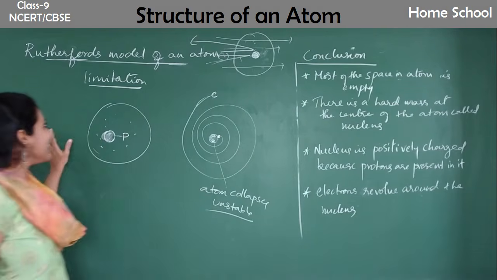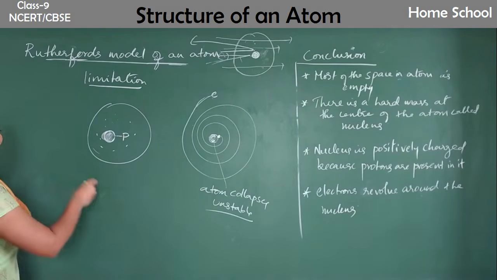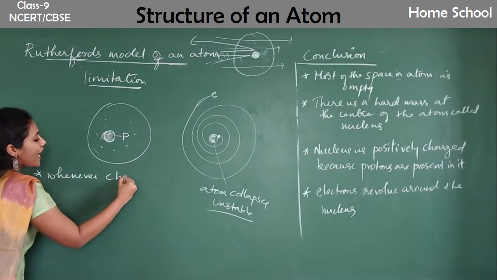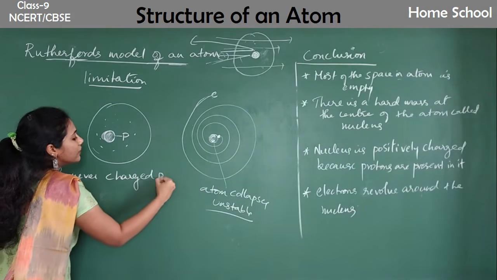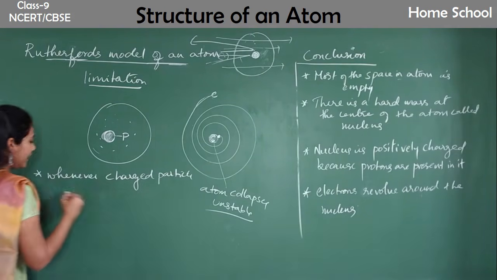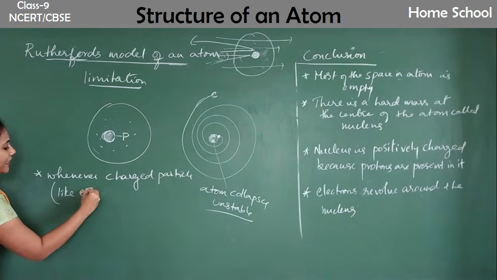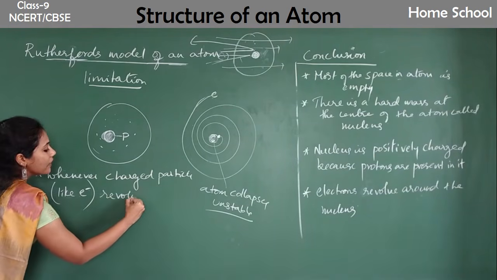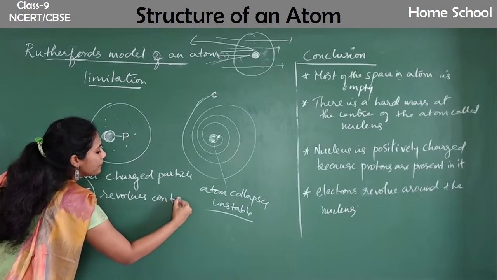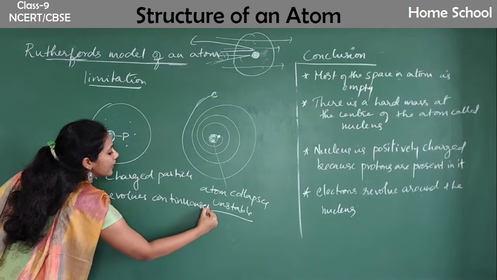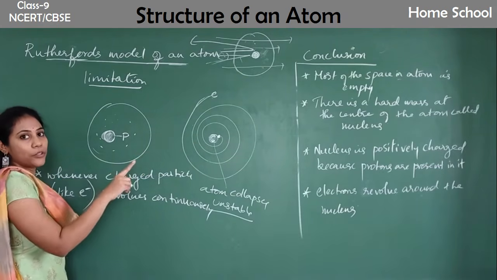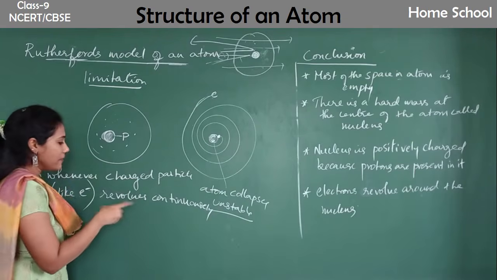Anyway, let us note down the limitation. So what is its limitation? Whenever a charged particle, like an electron, see, I can represent the electron like this, revolves continuously. You can observe the figure also, the figure that is displayed on the board. See how it is falling on the nucleus.